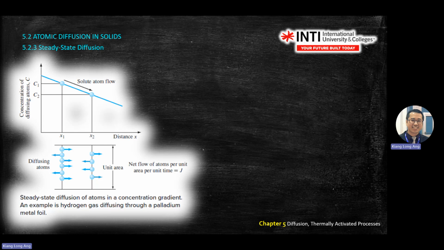So distance 1 and distance 2. Let's say you have a solute atom flow. I already explained what is solute and solvent. If the concentration drops from position 1 to position 2, it means diffusion happens, like what I drew on that one.